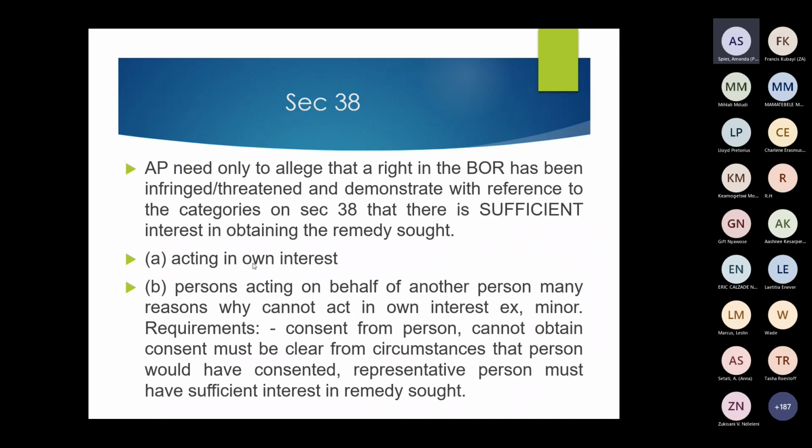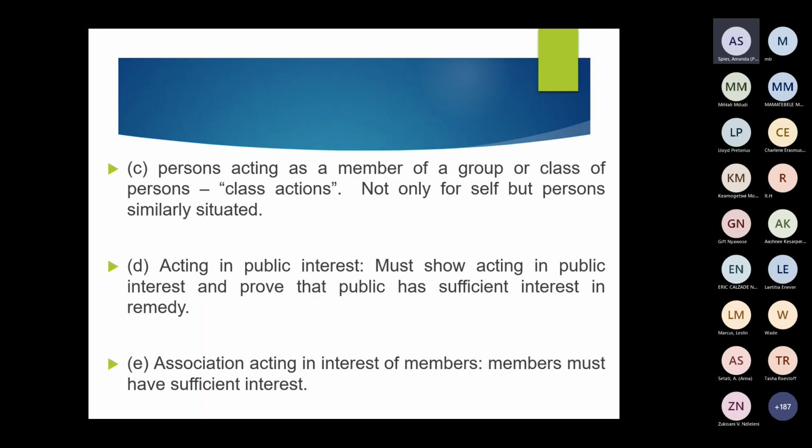For example, you're a minor. The requirement is consent from the person, or if you cannot obtain consent, it has to be clear from the relevant circumstances. Person acting as a member of a group or a class of persons, so-called class actions. So you're not only acting for yourself, but all people similarly situated. When you act in the public interest, you must show that you act in the public interest and prove that the public has sufficient interest in the remedy.